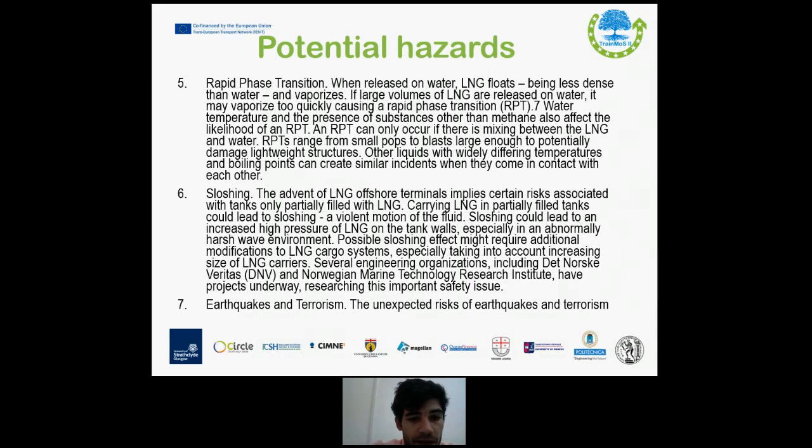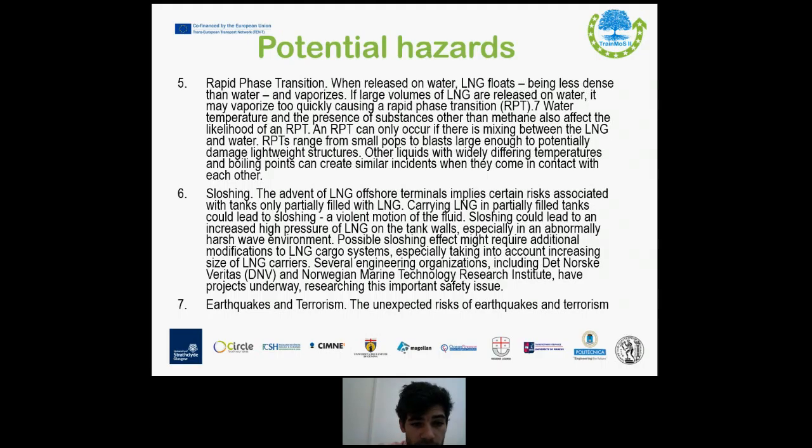Moving forward to the rapid phase transition potential hazards, where when released on water, LNG floats, being less dense than water, and vaporizes. If large volumes of LNG are released on water, it may vaporize too quickly, causing a rapid phase transition. Water temperature and the presence of substances other than methane also affect the likelihood of an RPT. The rapid phase transition can only occur if there is a mixing between the LNG and water.